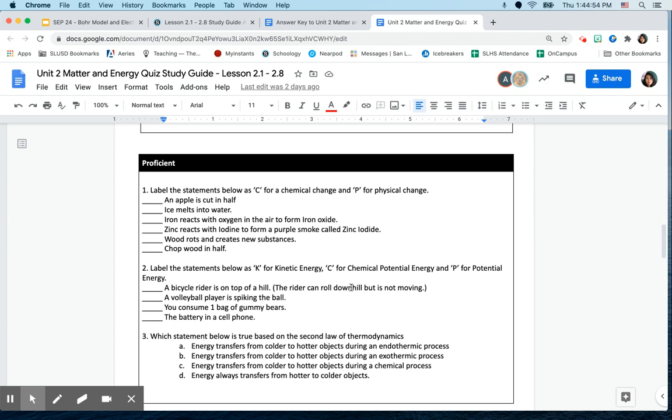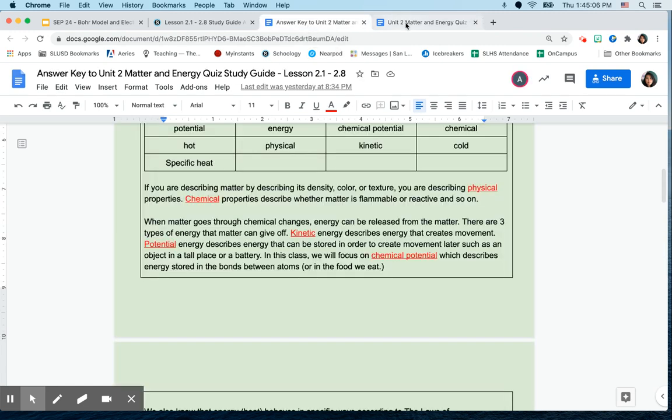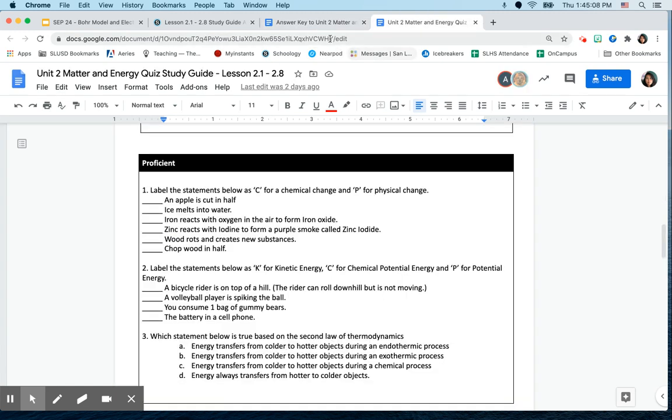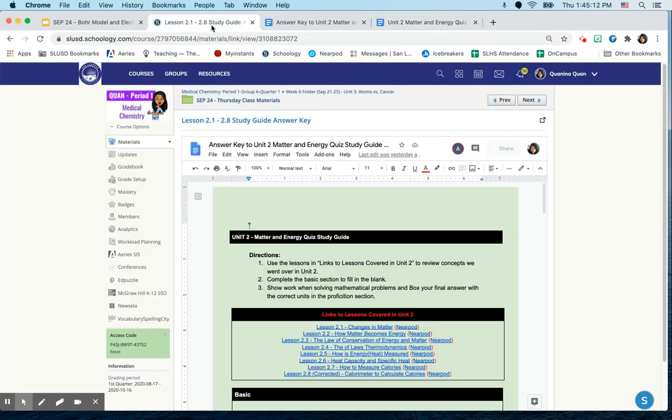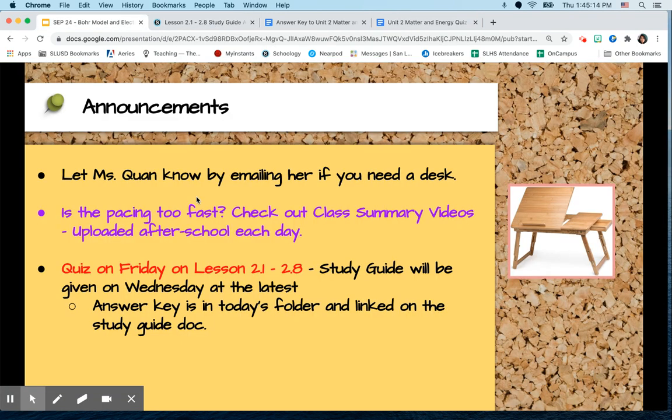And this version is your study guide. This is optional, but I highly recommend you look over it, try some problems, make sure you can do them, and make sure they're correct, because your quiz questions will look very similar to these. Okay? All right.